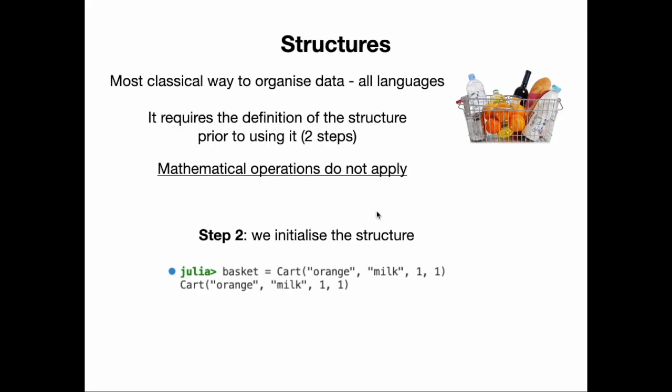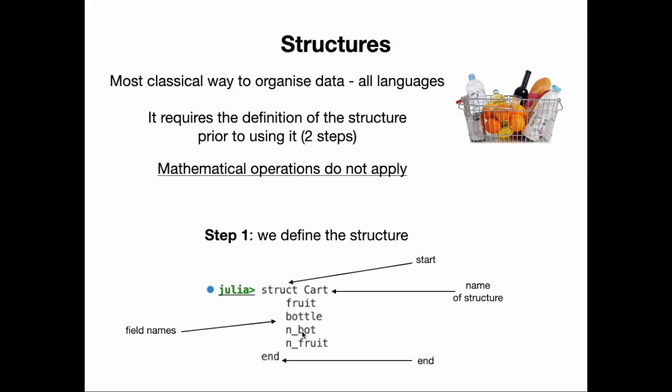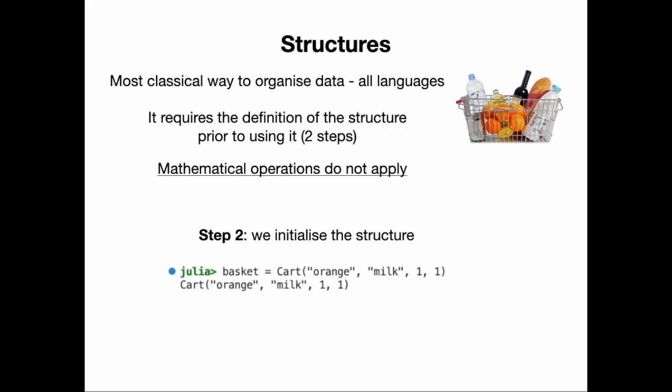In the second step, we can use the structure, and we can initialize or create an instance of the structure. And this is done here. We are going to generate now a basket. And the basket will be a structure Cart, which will receive the information orange, the information milk. These are 2 strings, and 1 and 1, 2 integers. So we are basically setting values to each of these fields. Orange, milk, 1, 1. This is how it's constructed. That is step number 2. You first need to define the structure Cart.